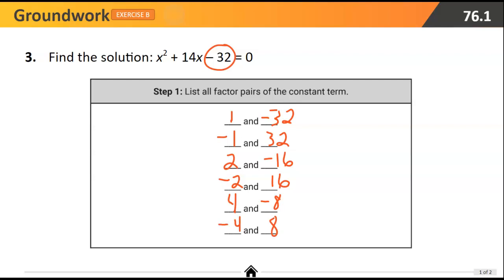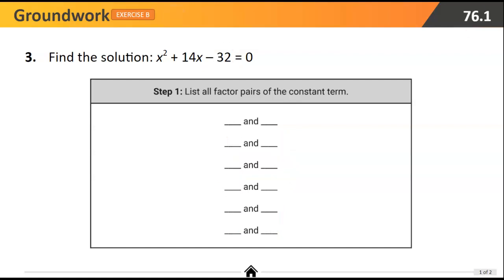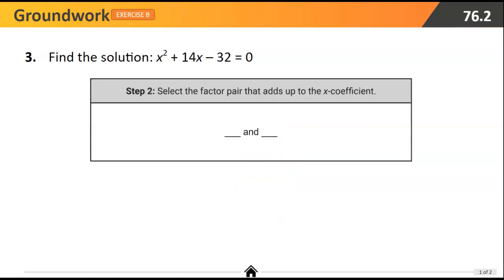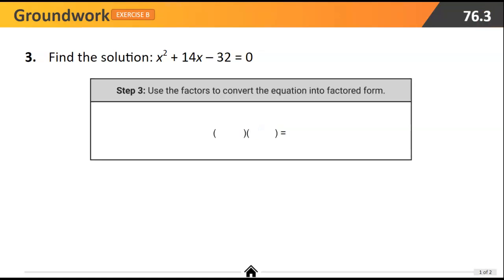But then we have to look at all of these possible options and determine which of those pairs is going to best add up to positive 14. And so the one that is going to add up to positive 14 is going to be our 16 and negative 2. And so if you put those two, 16 and negative 2, that's going to be x plus 16, x minus 2, which is going to equal those original factors.